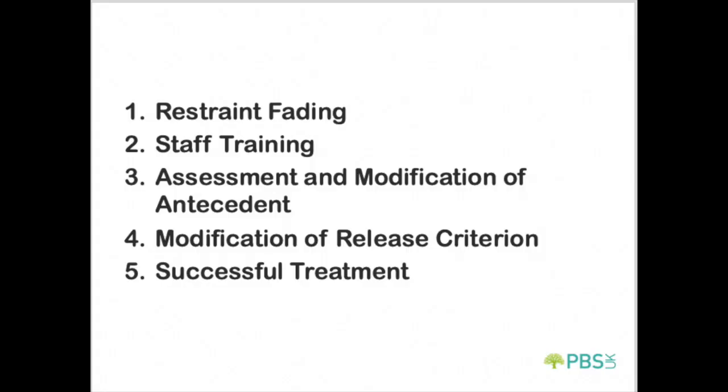So tell me what the 6 points are about restraint reduction. So the authors point out in this article that there have been publications that have looked at 5 particular different areas in relation to restraint reduction. The first being restraint fading, the second being looking at staff training around reducing levels of restraint. The third being the assessment and modification of antecedents, so antecedent-based interventions. The fourth being around the modification of the criteria for releasing somebody during a restraint, and the fifth being sort of a vague one really, around actually implementing successful treatment and actually what that looks like.